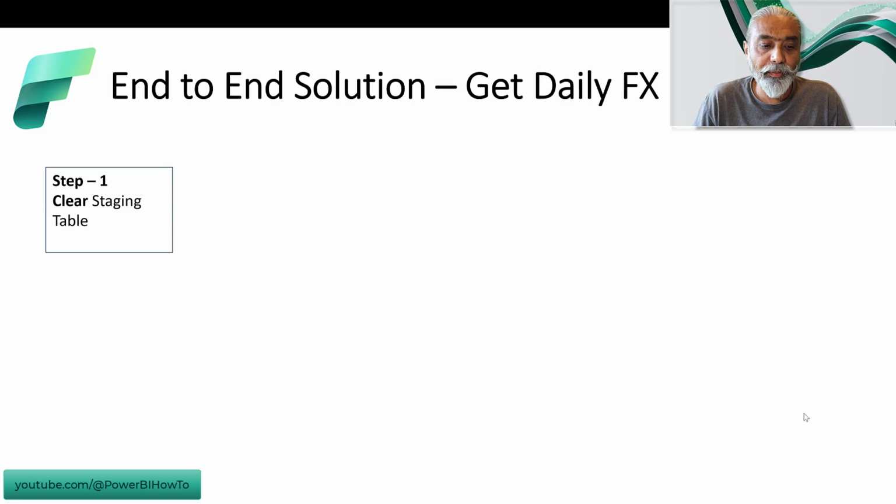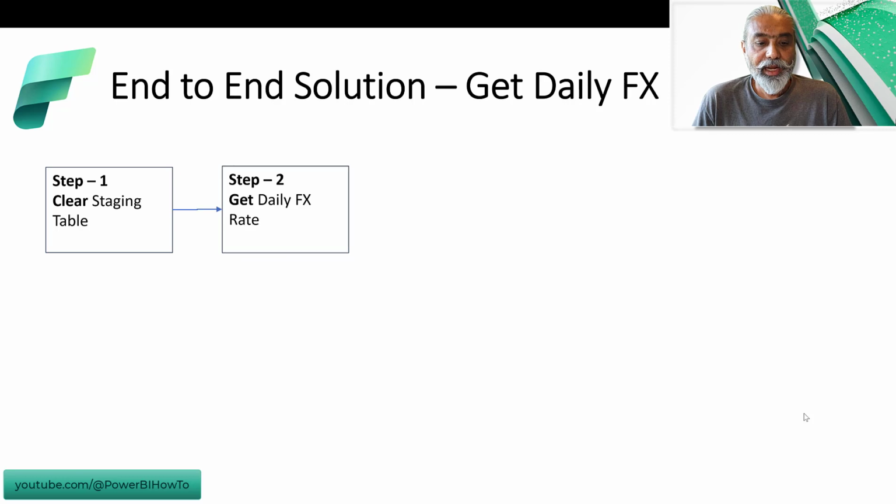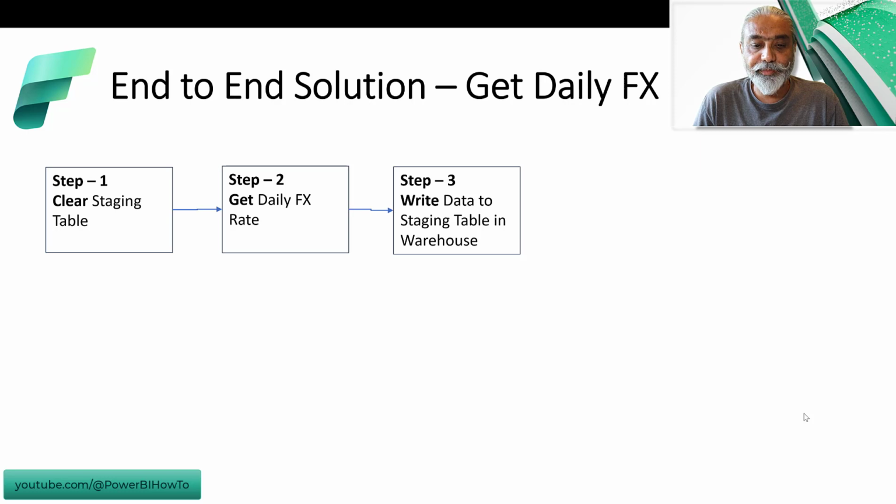The first step is, we will get the data from the web and we will store it in the staging table. So basically, every time we make a call, we need to first clear our staging table. We will see this in action, why this is important. And the second step is, we are going to get the FX rate from a REST API call we will get from the web. And then the next step is write data to the staging table. So we clear the staging table, we get the new data for the date, and then we write it in the staging table, or insert the record in the staging table in the warehouse.